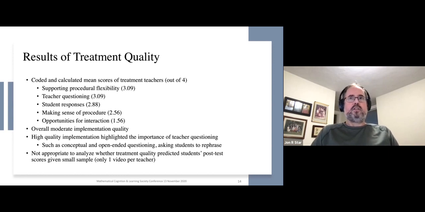But we had some evidence that things like supporting procedural flexibility and making sense of procedures, and to some extent teacher questioning, were things that teachers were starting to do. We did see some examples of high quality implementation, and when we saw those, they highlighted the importance of asking conceptual and open-ended questions, including asking students to rephrase. We're not going to do further analysis on this just because we only looked at 1 video per teacher in this particular coding.